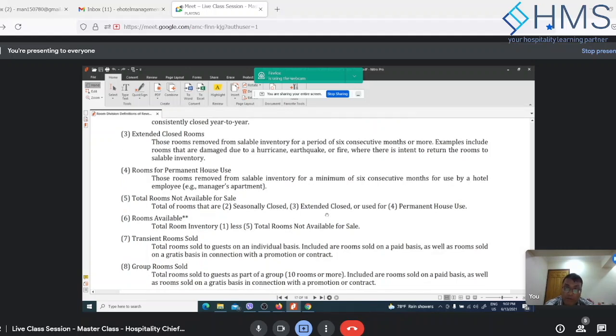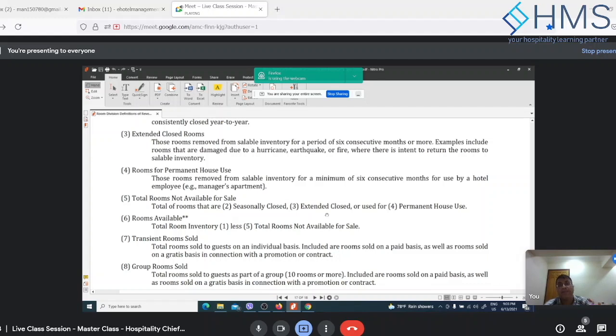Then the other rooms which are permanent house use are also removed from the available inventory if they are occupied for more than 6 months by a hotel employee. But it has to be permanent, meaning from the intent it has to be the manager's apartment, not really part of the available inventory. For example, in our resorts, we allocate one room for managers. But we sometimes send staff from another hotel to work at that particular hotel, but it's not by intention that they will be there for 6 months. When we send them for a task for, let's say, 2 months or 3 months, it's not the intention of the owners to use those rooms as permanent house use.